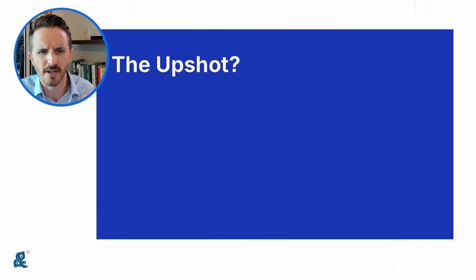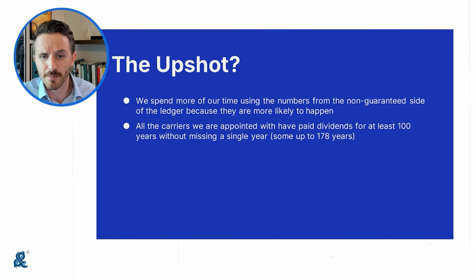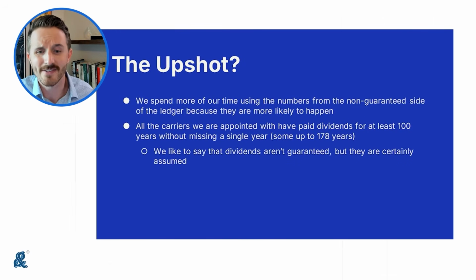So what's the upshot of all this? We spend more of our time using these numbers from the non-guaranteed side of the ledger because they're more likely to happen. All the carriers that we're appointed with have paid dividends for at least 100 years without missing a single year. Like I said, some up to 178 years. We like to say the dividends aren't guaranteed, but they are certainly assumed.